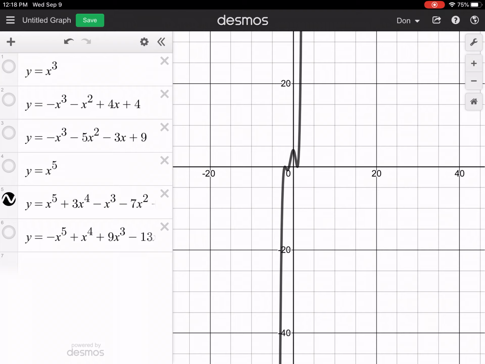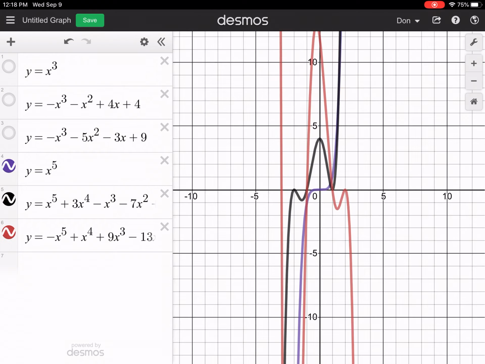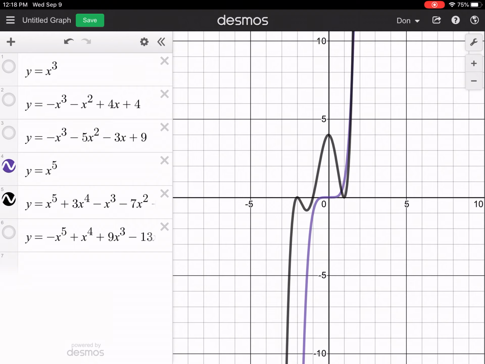Oops. Why is it? Oh, that one's negative. Okay, I see what's going on. It gets to be a bit of a mess if I have them all on here at once. So we've looked at the purple one. Here's the black one. Notice how it's also degree 5 with a positive leading coefficient.